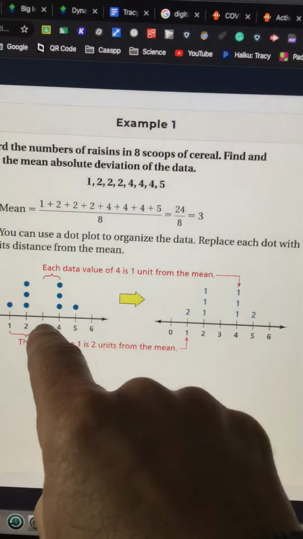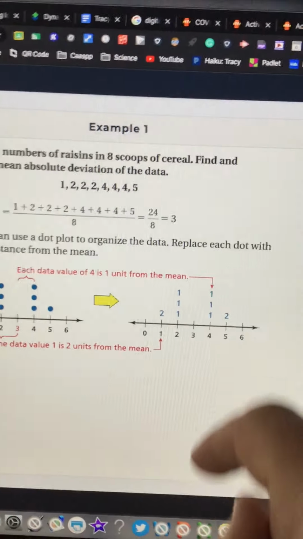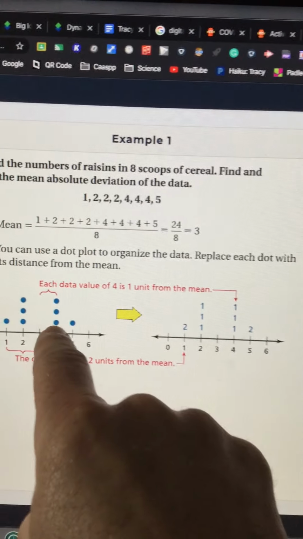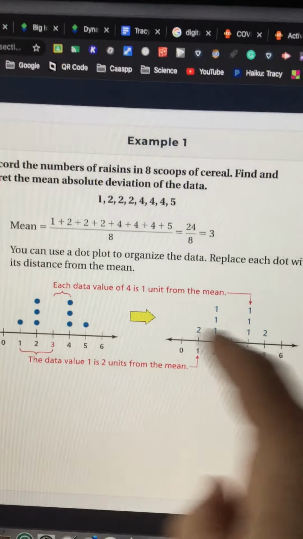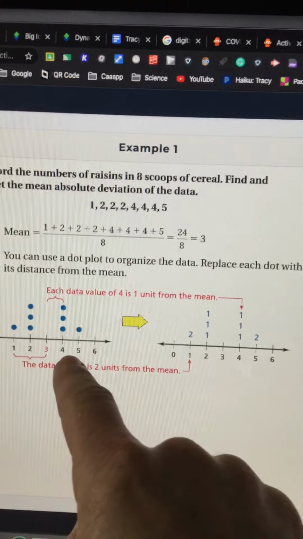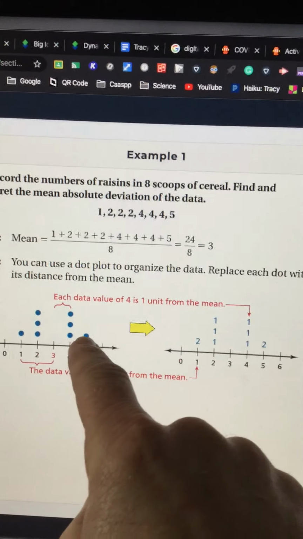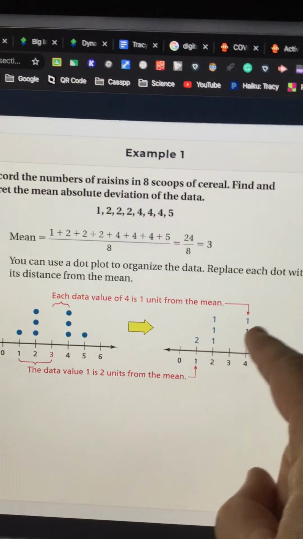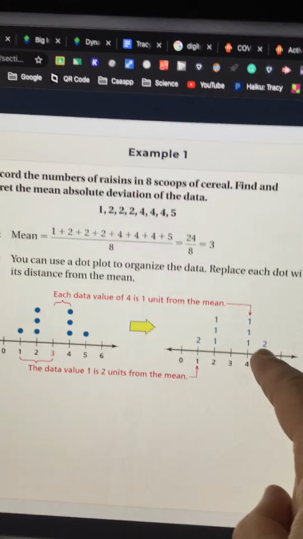From the 2 it's 1 spot, so 1, 1, 1. From the 4 going back to the mean it's 1 spot back, so 1, 1, 1. And at the 5 it's 2 spots, 1, 2. So that's where you get the 2.